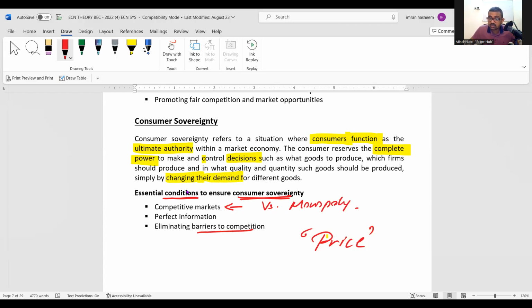Consumers will get exploited. They will be asked to buy goods at very high prices because we don't have an option, only one firm. But in a competitive market, when one firm charges an unreasonable price, we can ask them to fly a kite and we can go and buy from another firm. Get it? Competition. Consumer sovereignty.